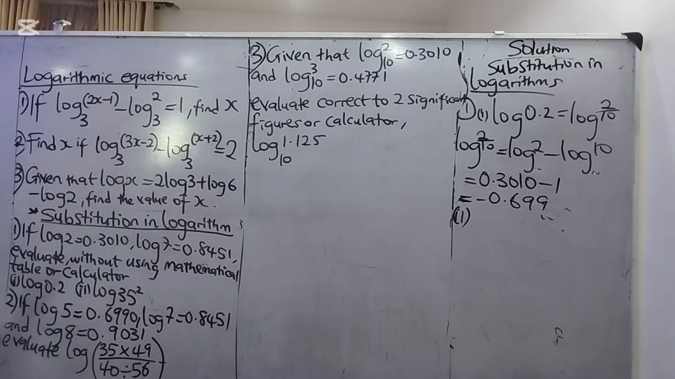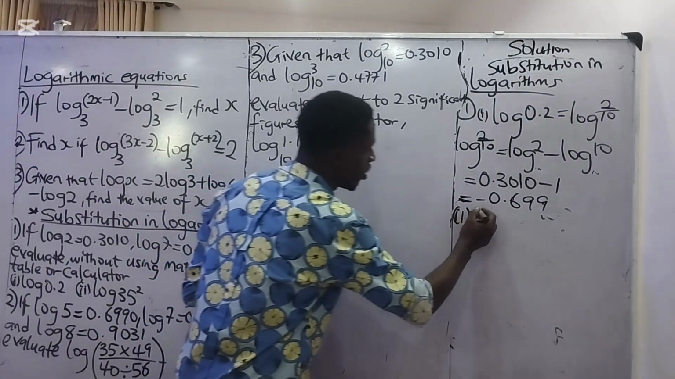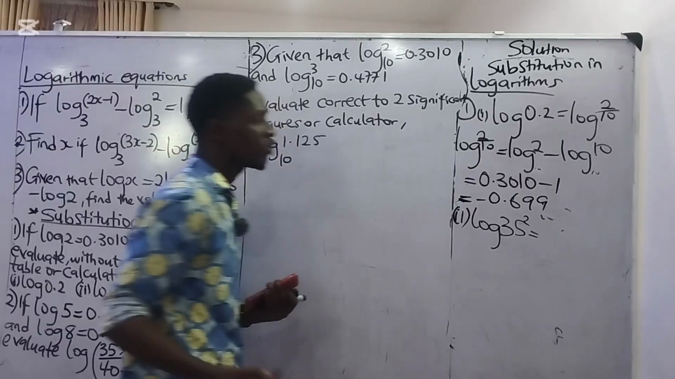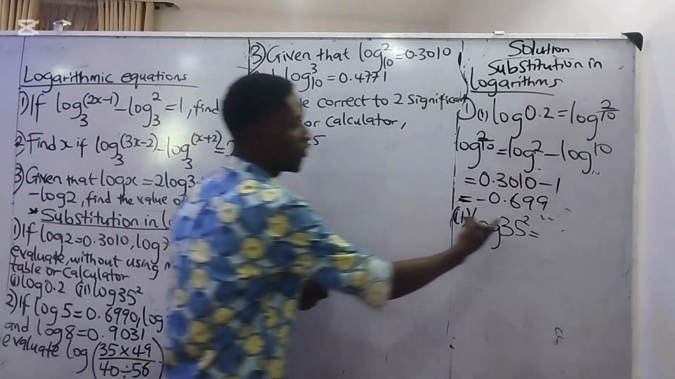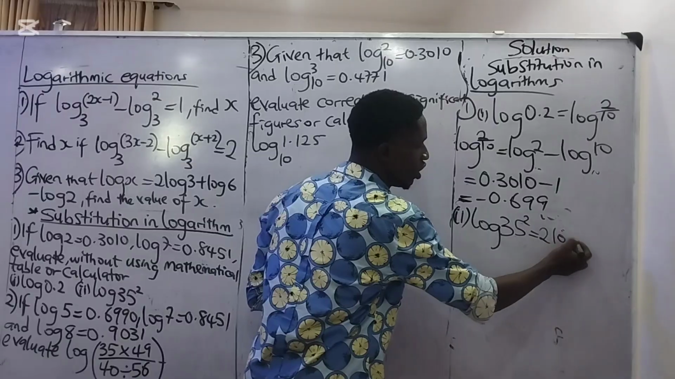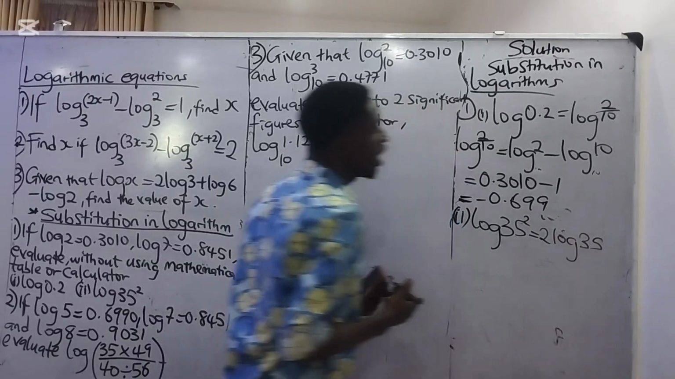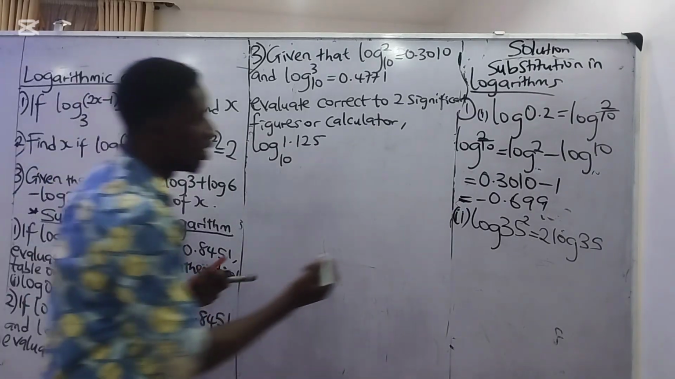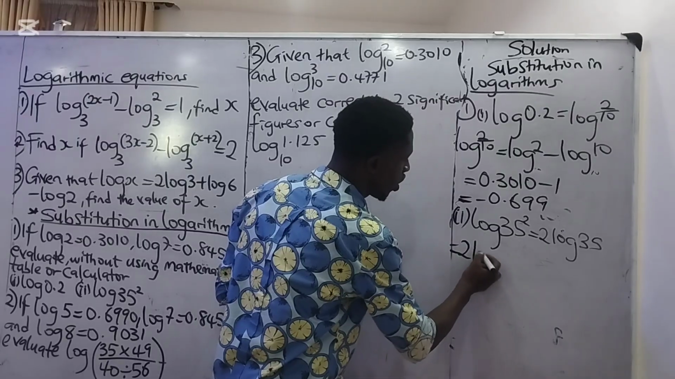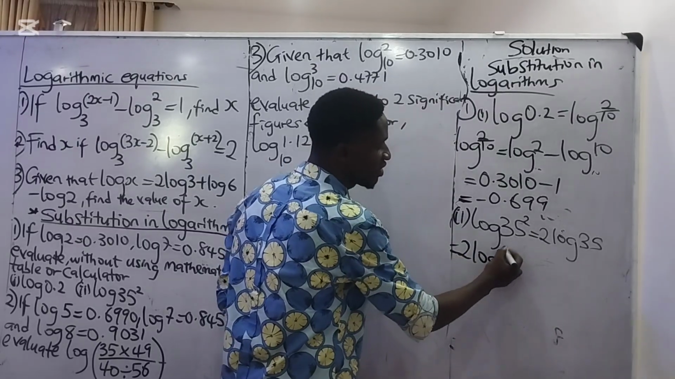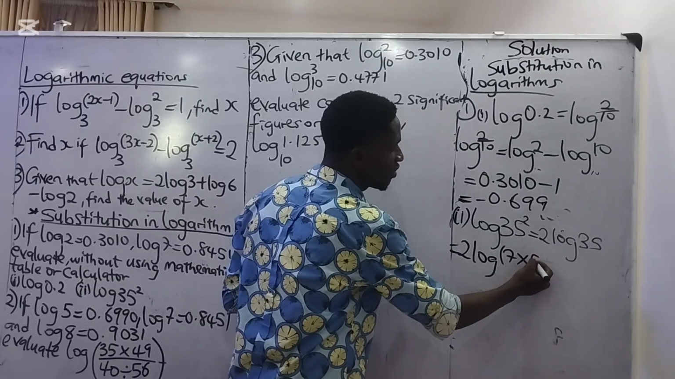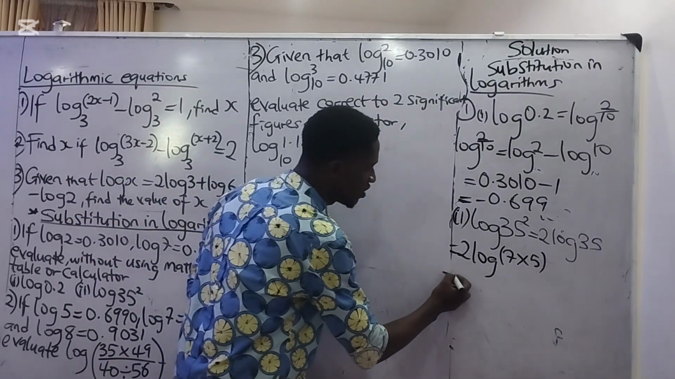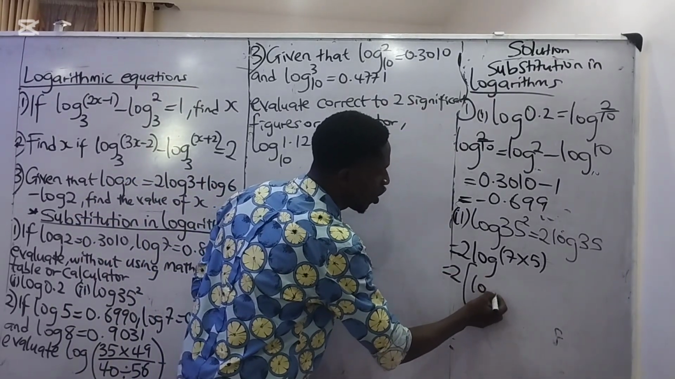We have log 35 squared. In one of our laws, when you have a power, this is like 2 log 35. You have to take the power out in front. So this is 2 log, what can go into 35? This is like 7 times 5. So this is 2 brackets log.